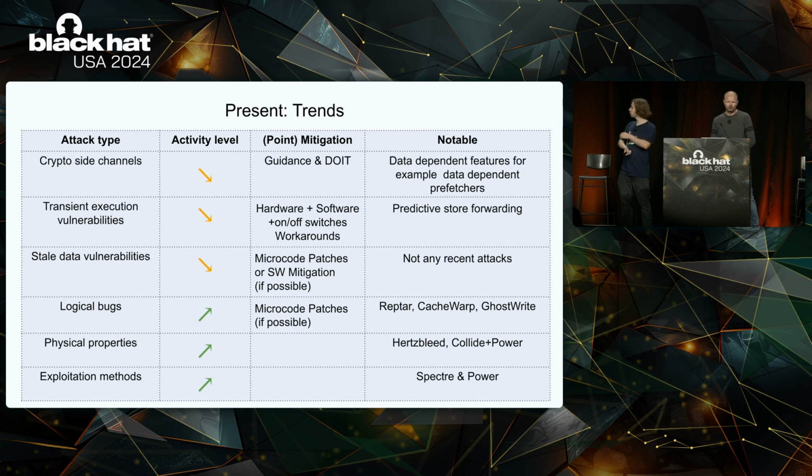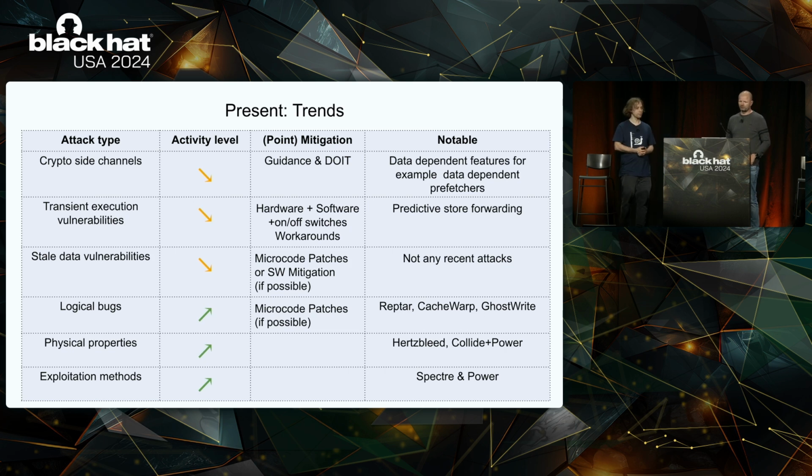The activity level on the crypto side channels that we talked about in the beginning is significantly down. One of the reasons is that these are mostly understood by now. There is guidance from vendors, and ARM and AMD have DIT and DOIT modes where you can switch into a mode that guarantees constant time for certain instructions. There is a notable caveat here.